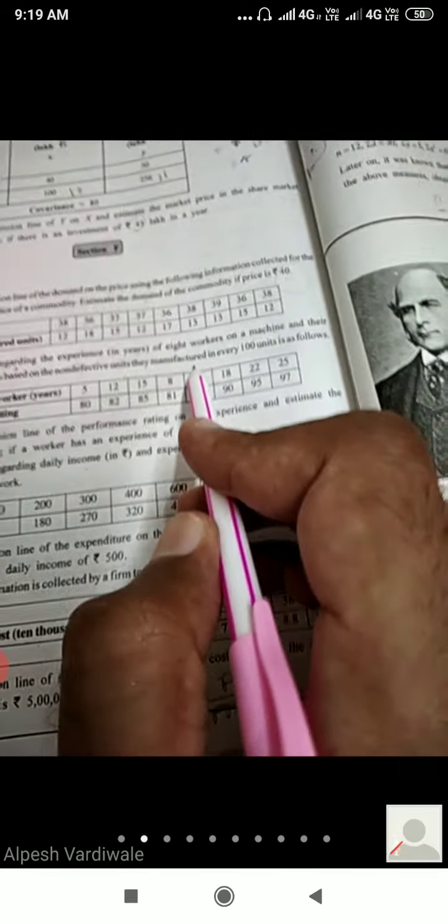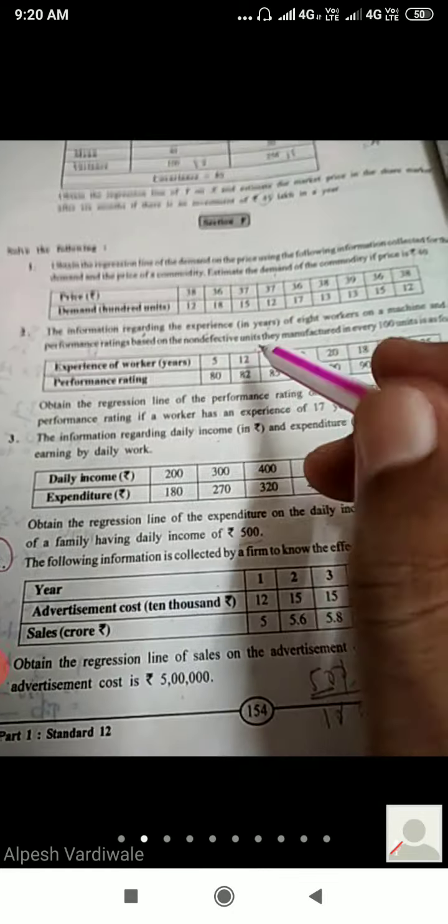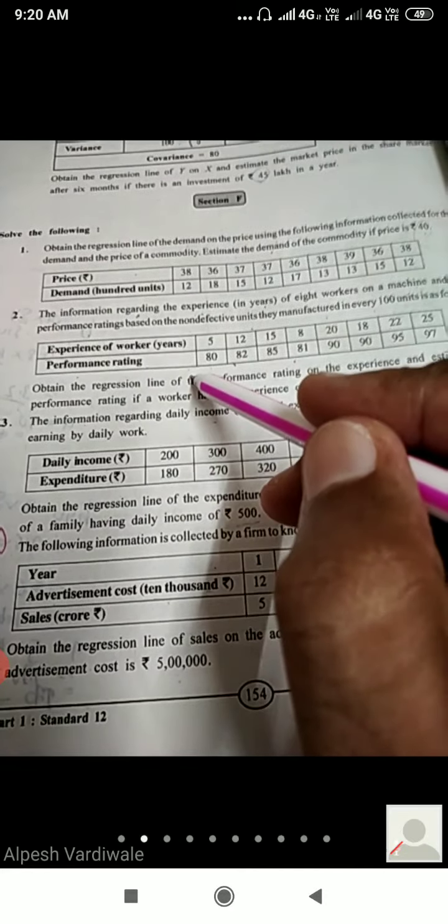Okay, obtain the regression line of the performance rating on the experience. Performance rating on the experience is y on x. And estimate the performance rating if a worker has an experience of 17 years. So estimate means you have to find y when x equals 17. The worker has 17 years of experience, so what will the performance rating be?